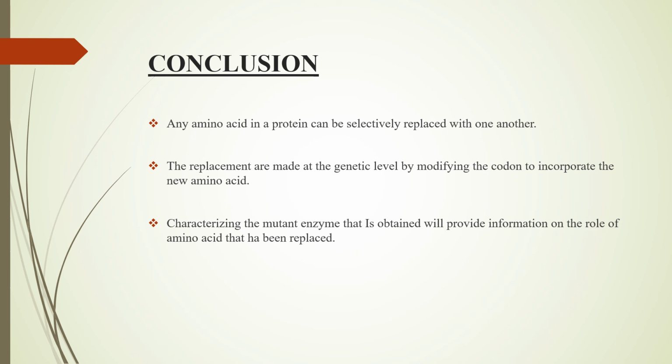Conclusions. Any amino acid in a protein can be selectively replaced with another. The replacements are made at the genetic level by modification of a codon to incorporate the new amino acid. Characterizing the mutant enzymes that are obtained will provide information on the role of the amino acid that has been replaced.